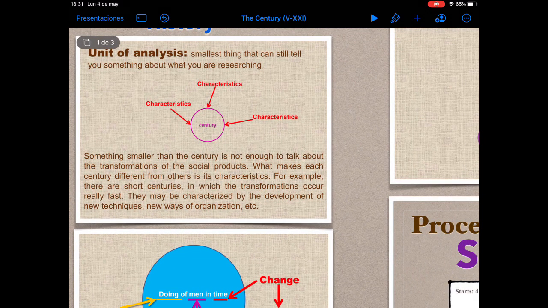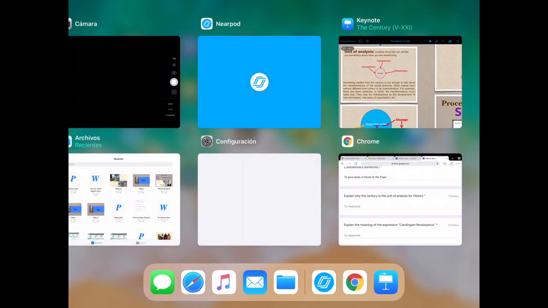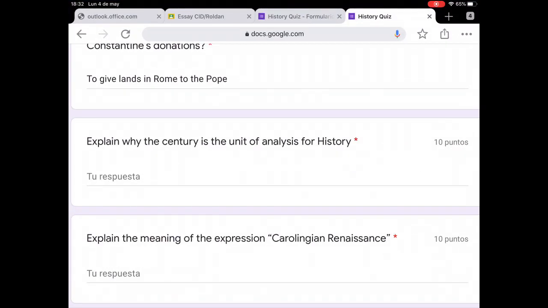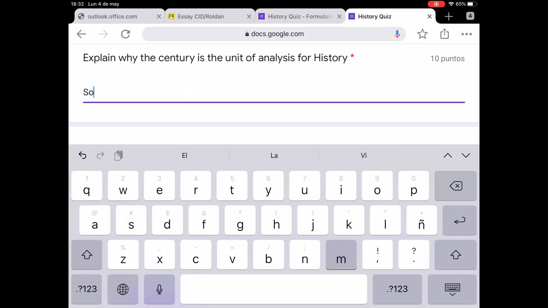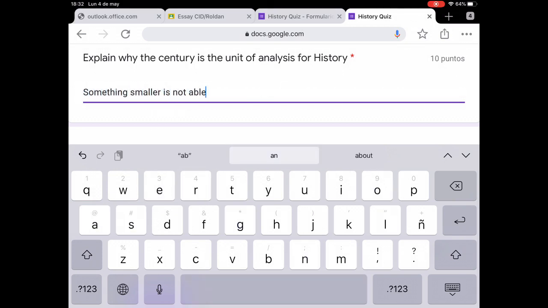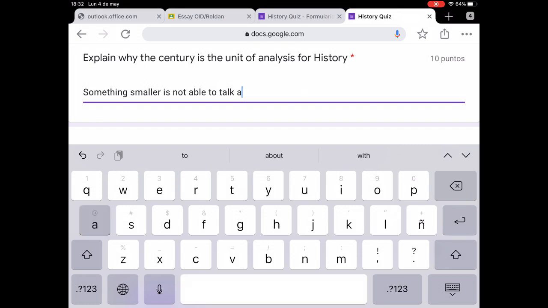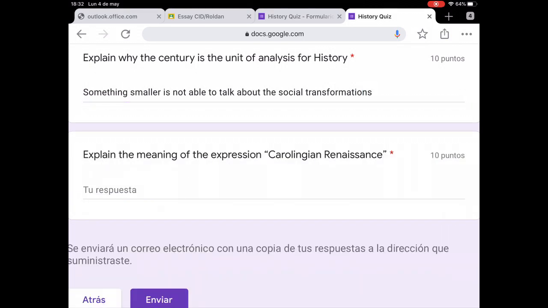What makes each century different from others are the characteristics. So over here we have it. So the answer is something smaller is not able to talk about the social transformations. That would be more or less the answer. Of course, we had a lot of different answers. Most of them were correct.